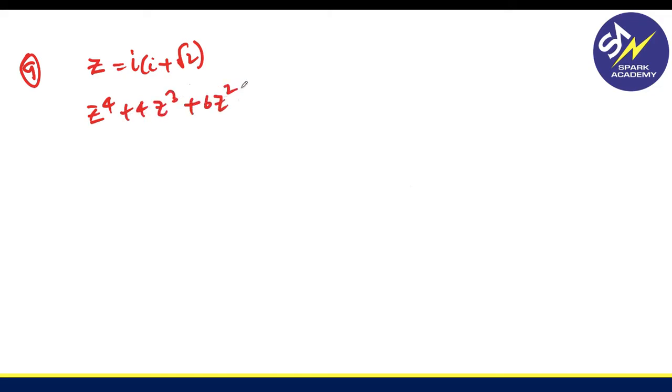The last question I will take up in complex numbers is, if z equals i times (i plus root 2), then they are asking us what is z power 4 plus 4z cube plus 6z square plus 4z. Alright, so this is one more important type of question which we didn't discuss. So let's see how to do it.